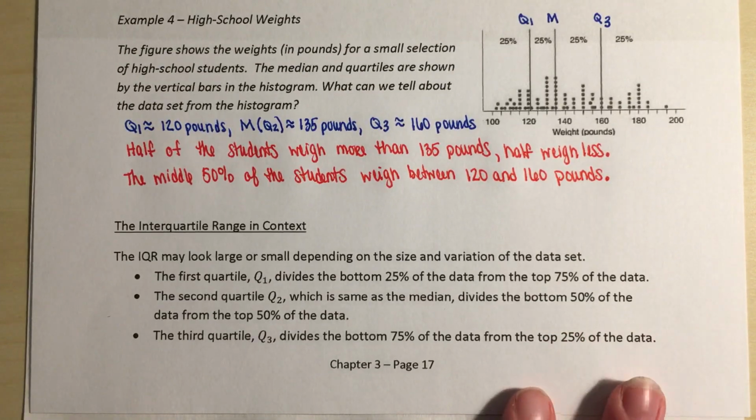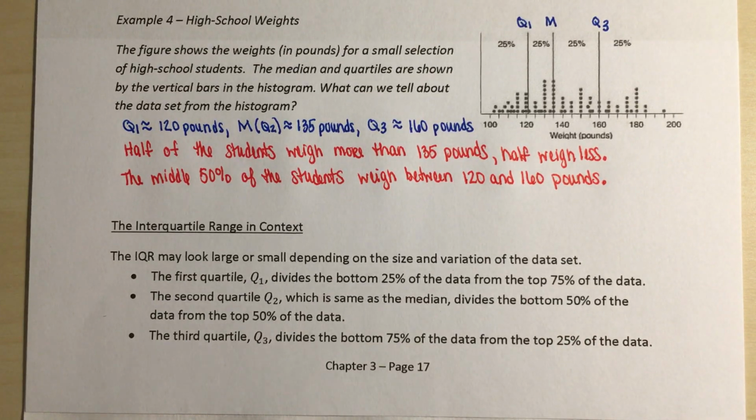Depending on our data set, there are a few additional notes at the bottom. The interquartile range, the IQR, may look large or small depending on the size and variation of the data set. The first quartile, Q1, divides the bottom 25% of the data from the top 75%. Our second quartile, Q2, which is the same as the median, divides the bottom 50% of the data from the top 50%, so half and half. And the third quartile, Q3, divides the bottom 75% of the data from the top 25% of the data. That could also be something that we can see in our interpretations from here on.